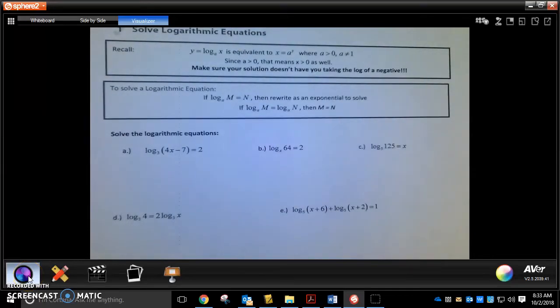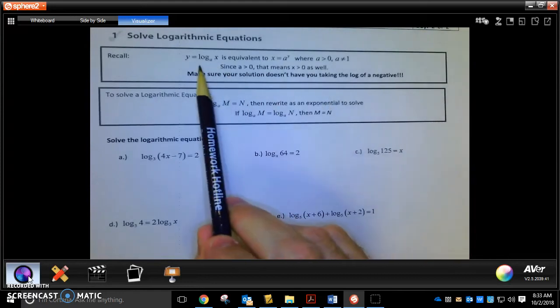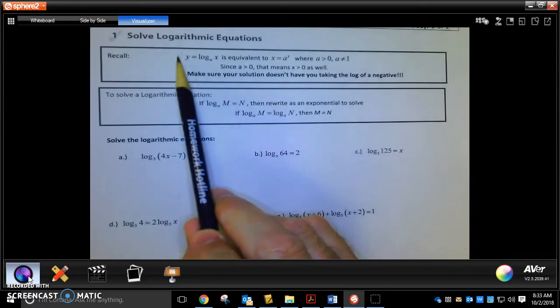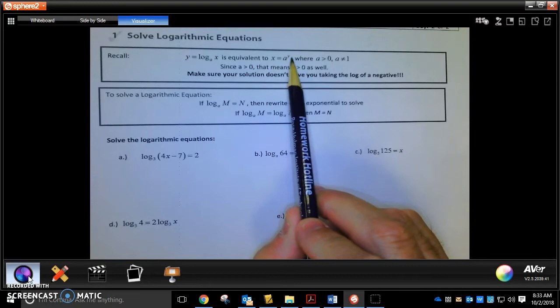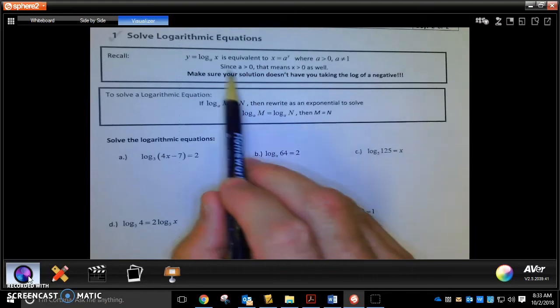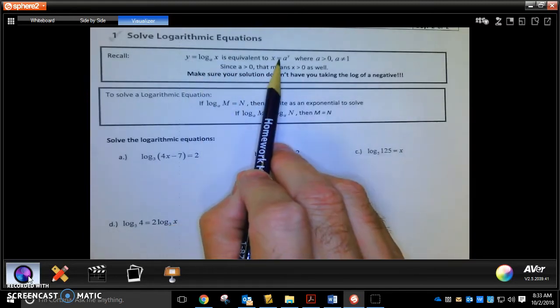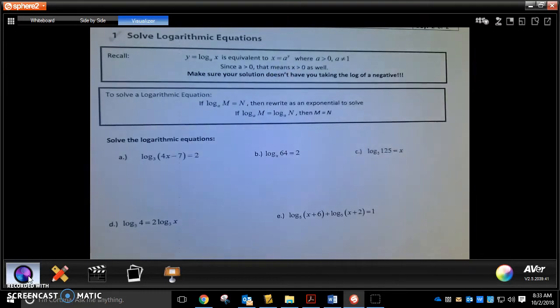Hi guys, today we are going to talk about solving logarithmic equations. So if you take a look at the top of your notes, first off, a little reminder, this is a logarithm and this is the equivalent exponential function. A lot of times when we solve logarithms, this is what we're going to do. We're going to take a log function, we're going to rewrite it as an exponential. We'll talk about that in a little bit.